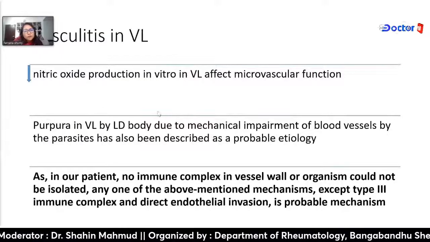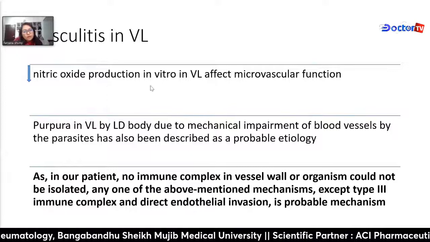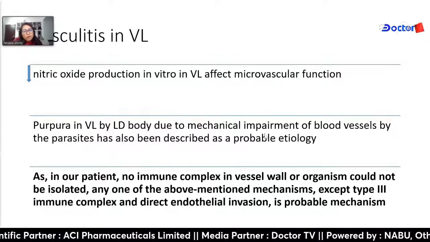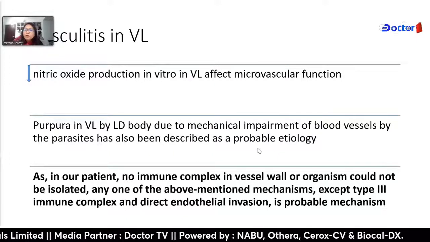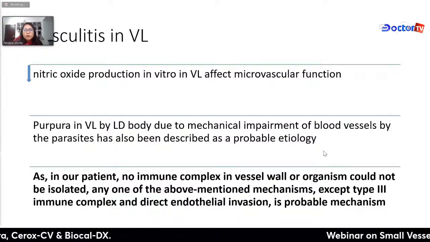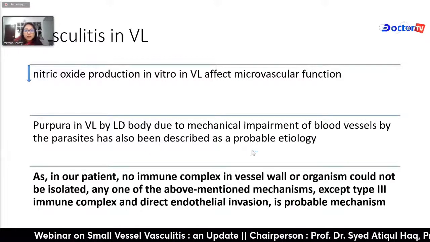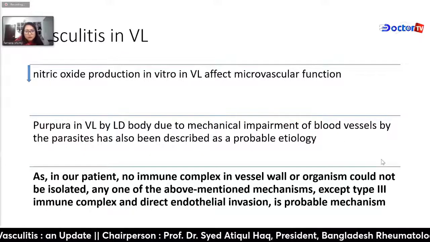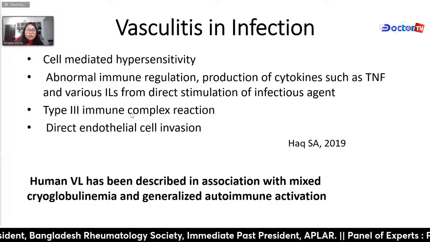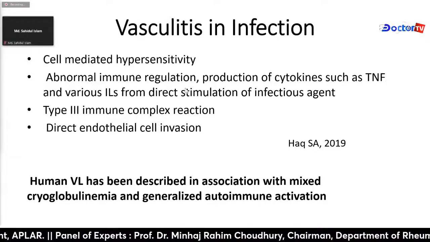So we have described vasculitis in visceral leishmaniasis in this way because, as a hypothesis, it could be decreased nitric oxide production. In vitro, it has been described in visceral leishmaniasis that it affects microvascular function. Purpura could be due to mechanical impairment of the blood vessel by the parasite. But in our patient, as I have told, there was no immune complex in the vessel wall and no organism was isolated. So we have described that the vasculitis could be due to the above-mentioned mechanisms except the type 3 immune complex and direct endothelial invasion, like you have seen in the previous slide. It was not due to type 3 immune complex because there was no immune complex deposition in direct immunofluorescence, DIF. There was no organism found, so it was not due to direct endothelial cell invasion. It could be due to cell-mediated hypersensitivity or abnormal immune regulation.